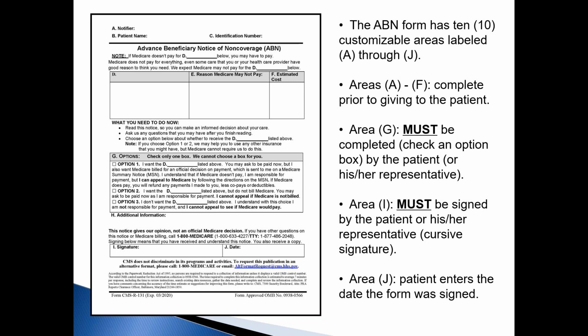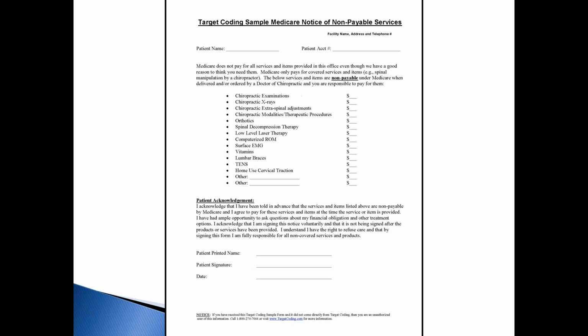So before we get to the mandatory use of the ABN form, which would be when the patient reaches wellness or maintenance, not on the first visit, right? So let's go through the first visit. On the very first visit, this is what I would recommend you use. You don't have to use this form. You could use an ABN form if you want for the exams, x-rays, and therapies, the non-covered services. I like this better.